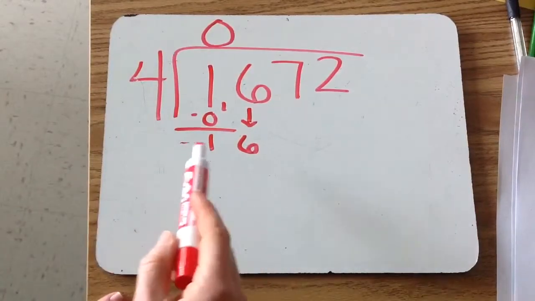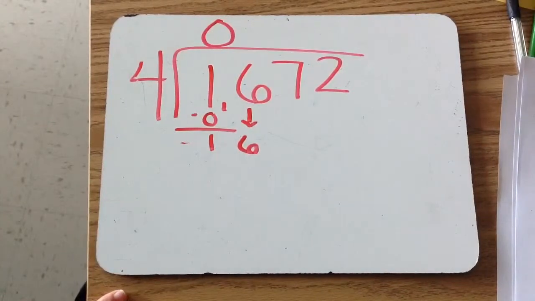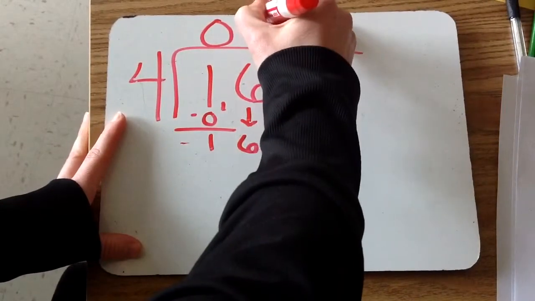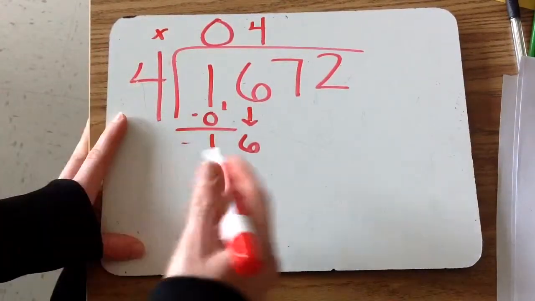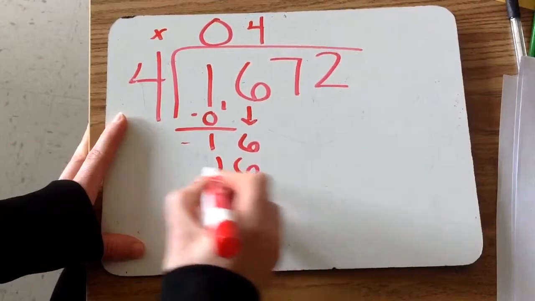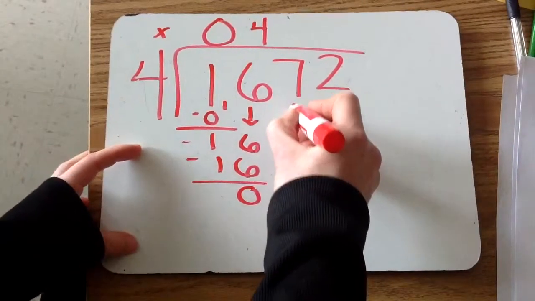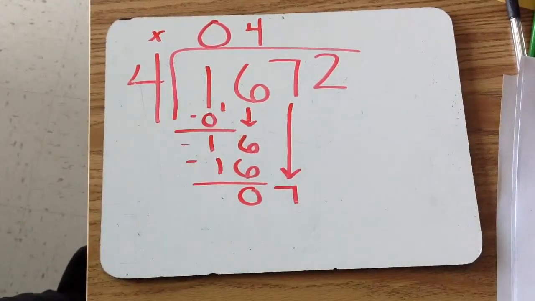So now I have a new number. I have 16 hundreds. Can I divide that into 4 groups? Well, the answer is yeah. How many hundreds does it take? Well, it takes 4. 4 hundreds times 4 groups is 16 hundreds. If I subtract them, I have 0. I have to bring down that 7.